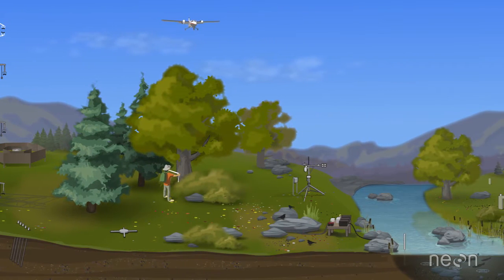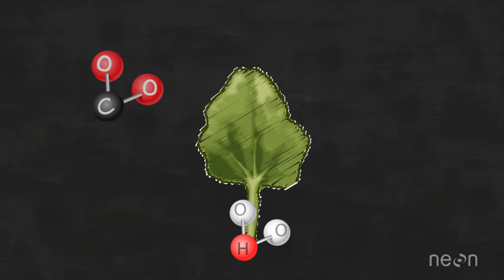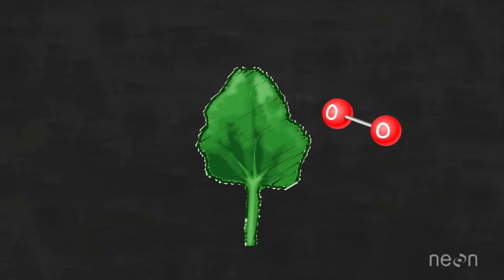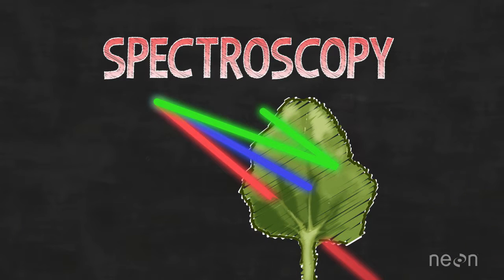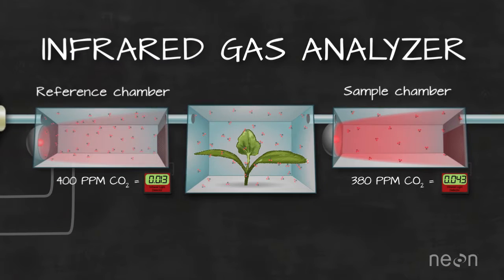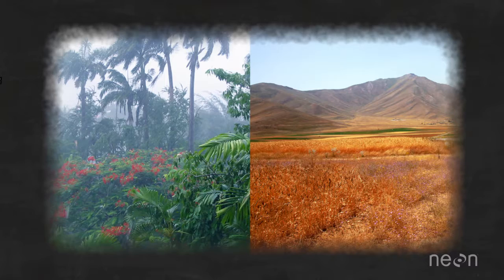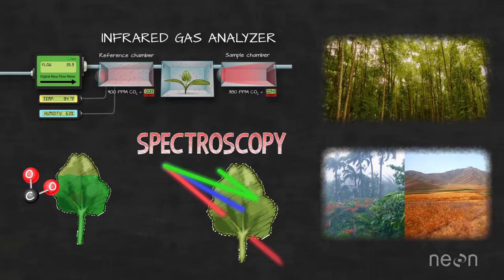And so, to sum this all up, plants use CO2 to perform photosynthesis, to grow and provide oxygen. We can measure CO2 uptake with spectroscopy or light measures using an infrared gas analyzer. These measurements can help us understand both how healthy plants are in an ecosystem and also how changes in climate affect plant growth. And that, my friends, is how and why we measure photosynthesis.